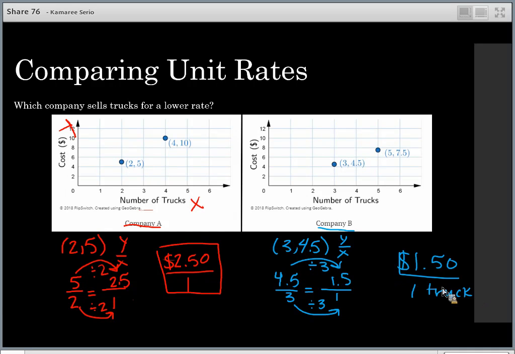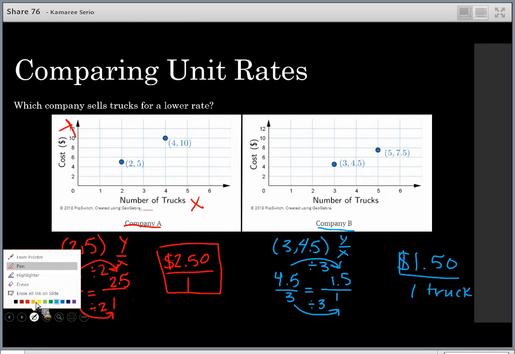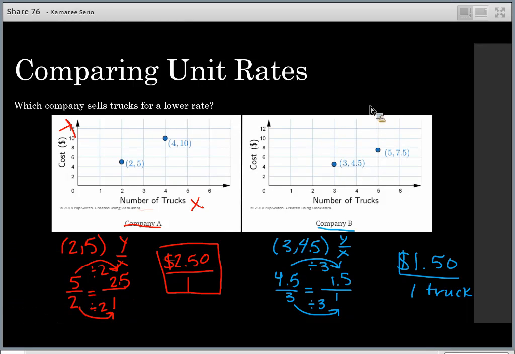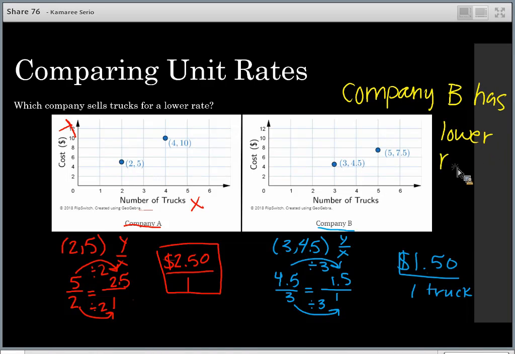So between $2.50 and $1.50, $1.50 is cheaper than $2.50, which means that company B has the better deal. So company B has the lower rate. Yay!